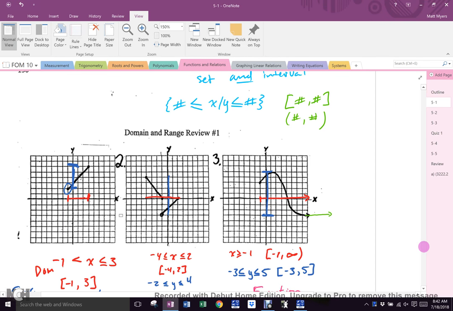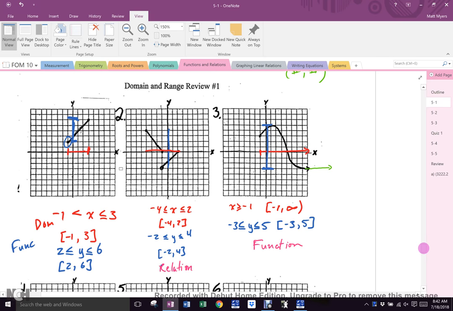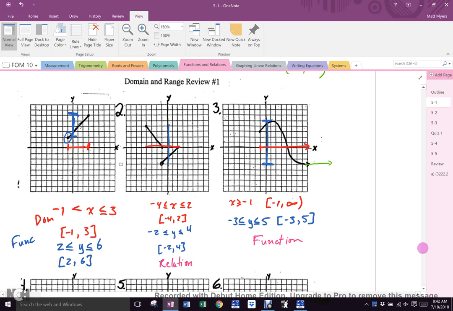So there is the first three. Any questions? Notice I've got both the two versions. This one causes kids a bit of trouble because you've got to reverse it, right?